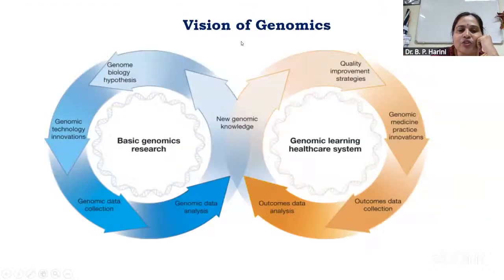The vision of genomics is to have new genomic knowledge and quality, which leads to quality improvement strategies, genomic medicine practices, innovation, outcomes of data collection, and outcomes of data analysis. Ultimately, it ends up with the genome learning healthcare system. On the other hand, we need to know about basic genomic research, that is genome biology hypothesis, followed by genome technology innovation, genomic data, and genomic data analysis.